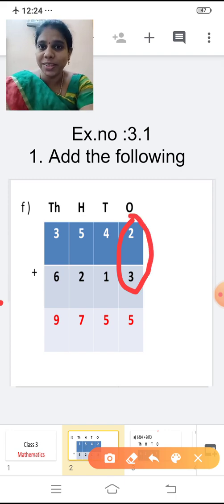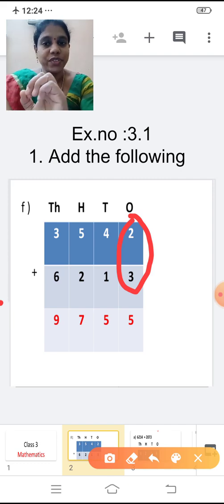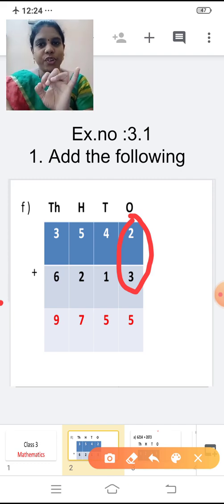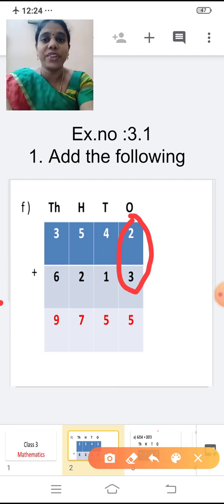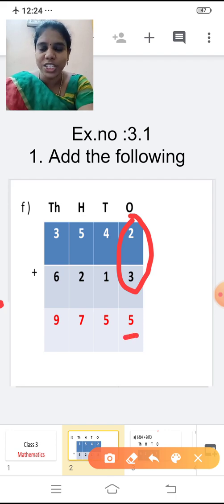2 plus 3, 2 in the mind, 3 in the finger. After 2, 3, 4, 5. So write 5 in the ones place.